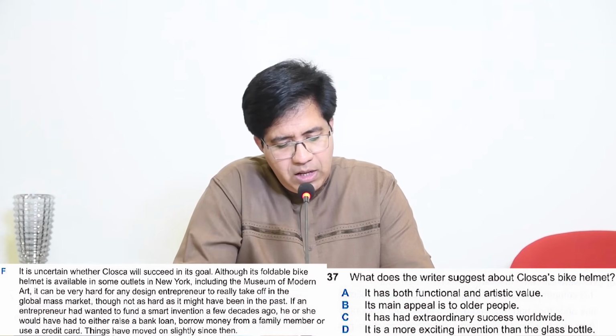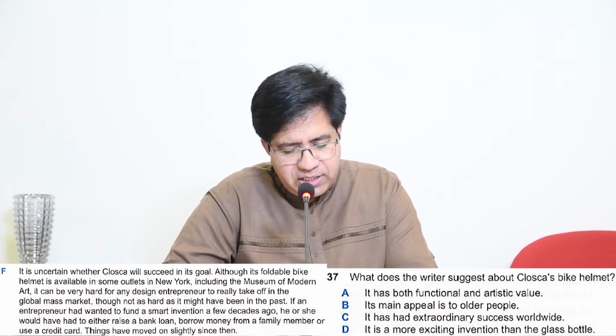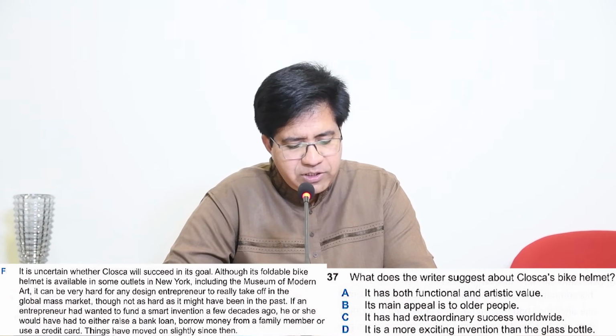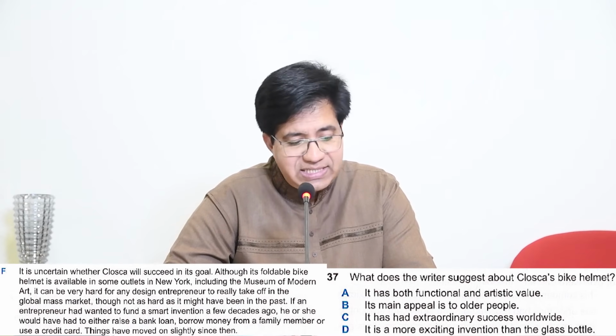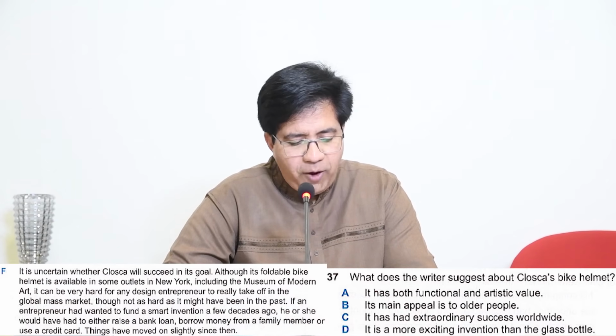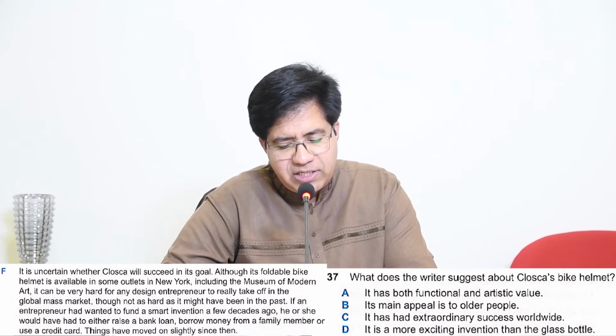Now he says foldable bike helmet is already available. Okay, let's see. Option A, it has both functional and artistic value. Alright, let's ignore it for the time being. Option B, its main appeal is to older people. No. Option C, it has had extraordinary success worldwide. They didn't talk about success yet. Okay. Option D, it is a more exciting invention than the glass bottle. No comparison. Now, sometimes it is good to eliminate the wrong options to find the right answer.